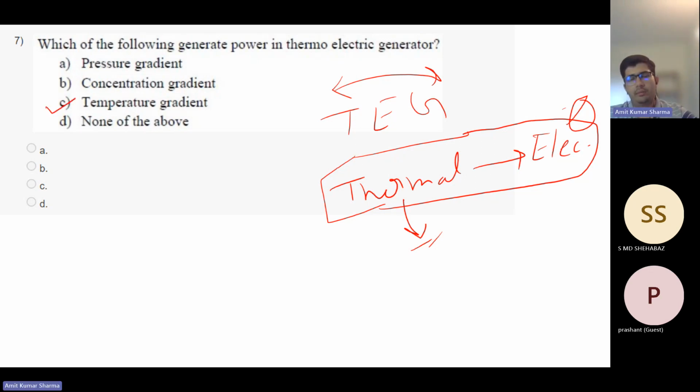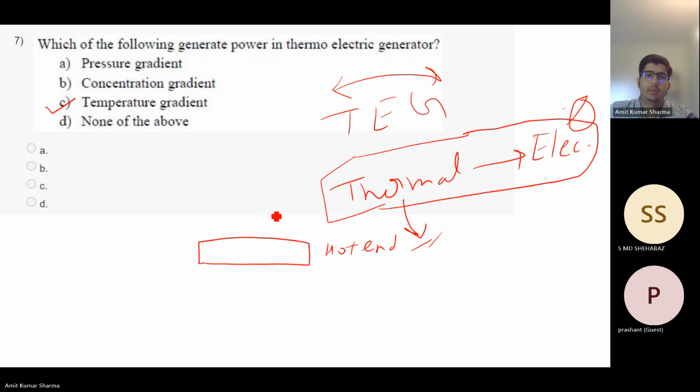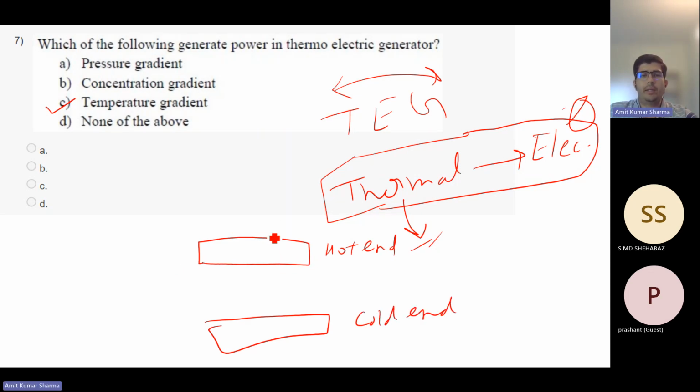But what is happening there? So this is your hot end and this is your cold end. What is happening here? Suppose in between there should be something. Then what is happening there? Due to high temperature.